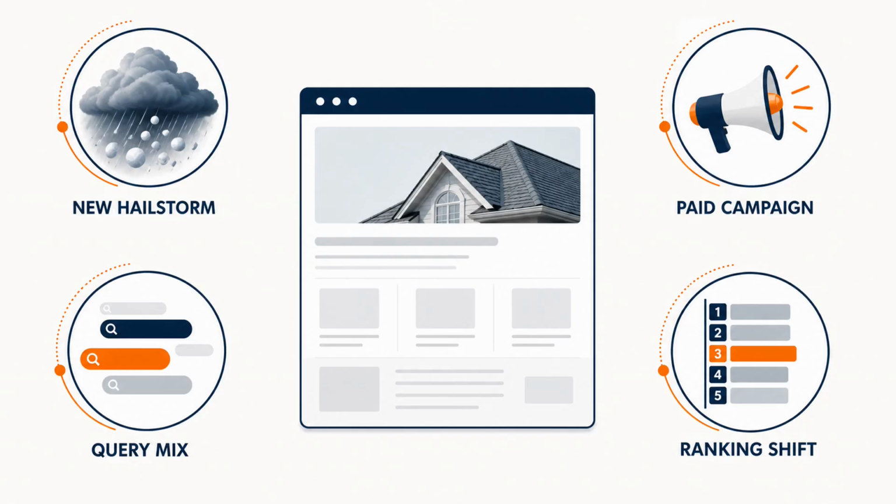Weather is the largest confounder. A second hailstorm can raise demand regardless of the page. Record storm dates, branded versus non-branded query mix, paid campaigns, and major ranking changes. Compare with a similar service page that was not changed, while remembering that no control page is perfectly identical.